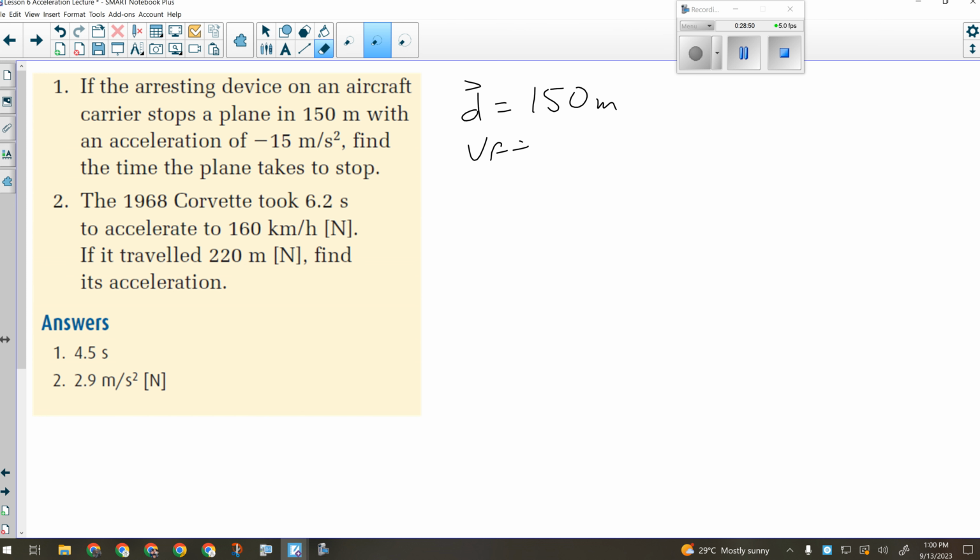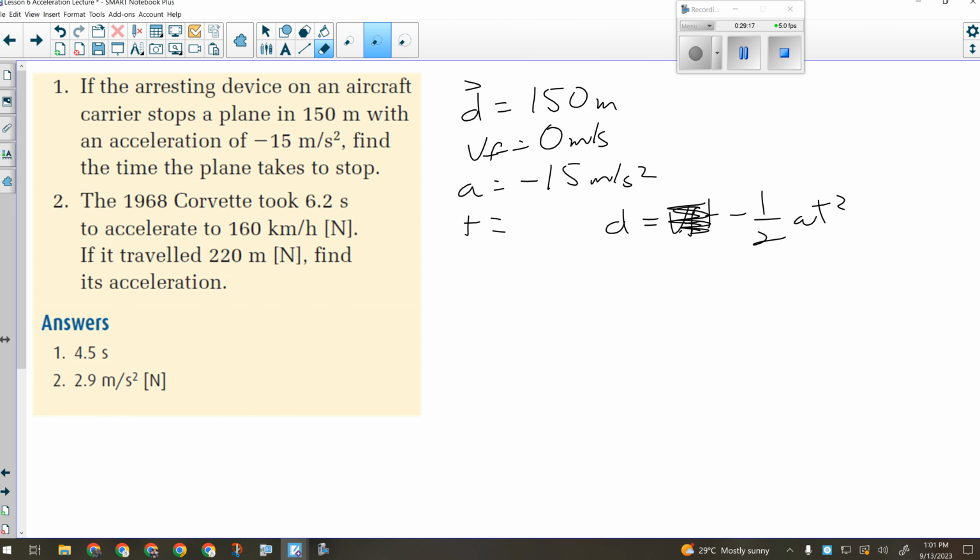That's the only reason we can actually do this one, because VF is 0 and we're being asked to solve for time. We know that the acceleration is negative 15 meters per second squared, so we're looking for the time. D equals VF times T minus 1/2 AT squared. Since VF is 0, this whole term is 0, so I'm going to get rid of it, but I'm going to leave the negative there. When I start manipulating, I just have to remember to bring that negative along.